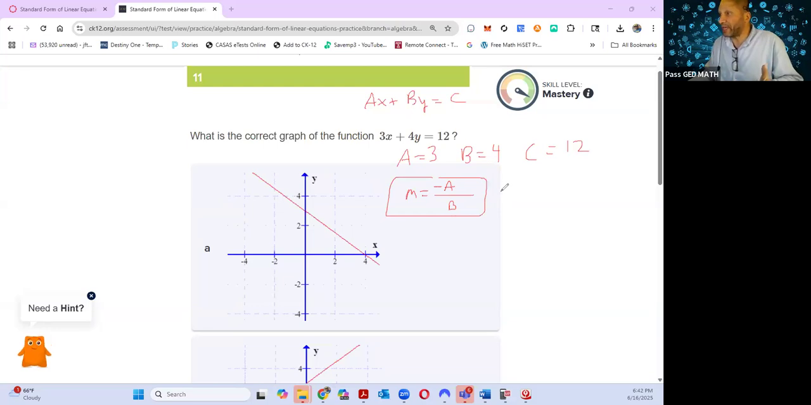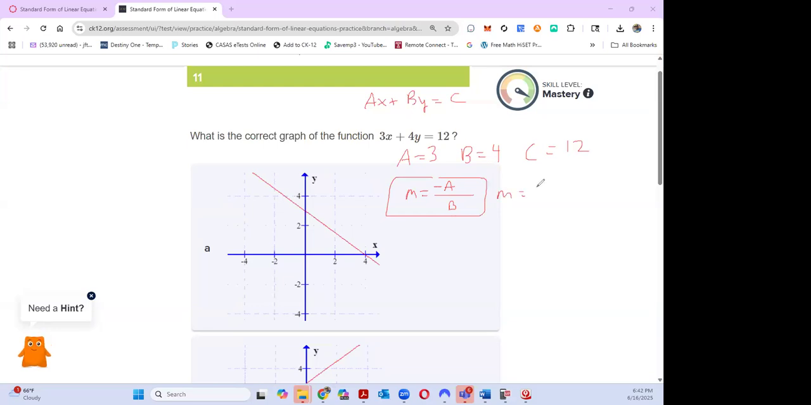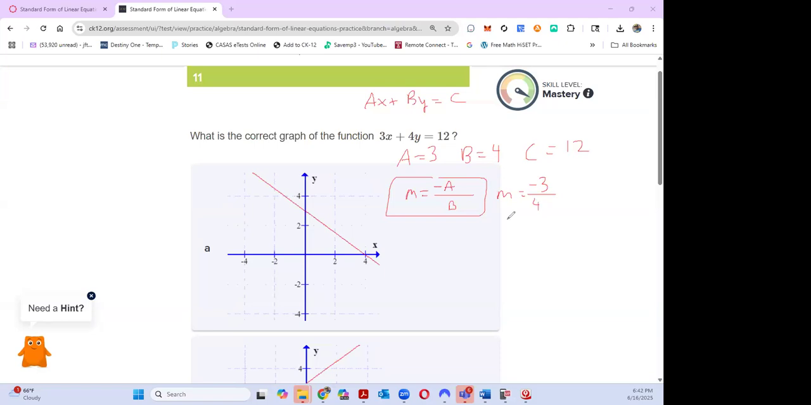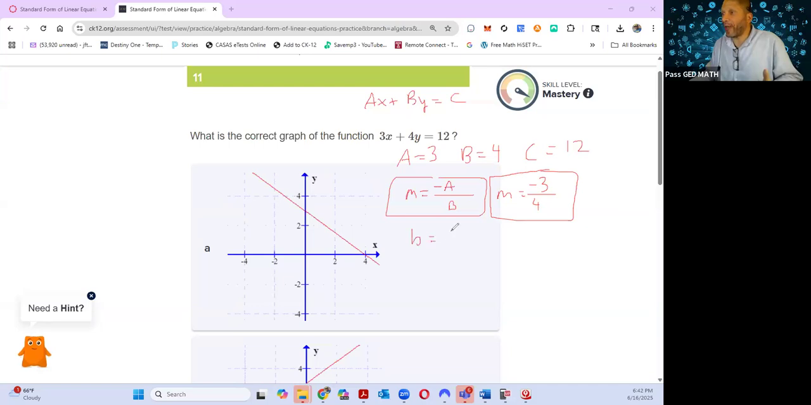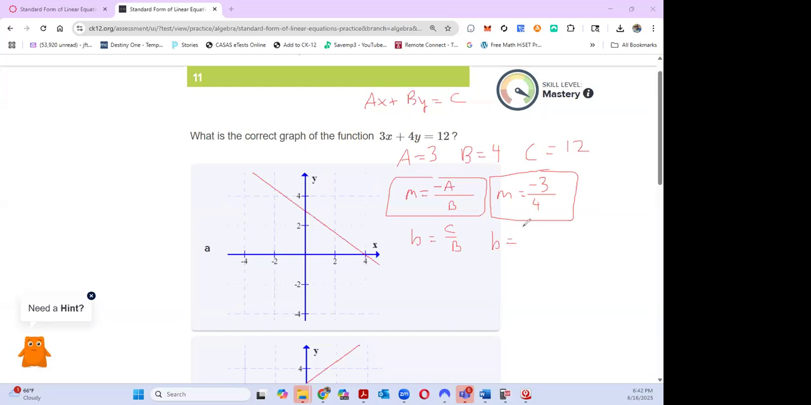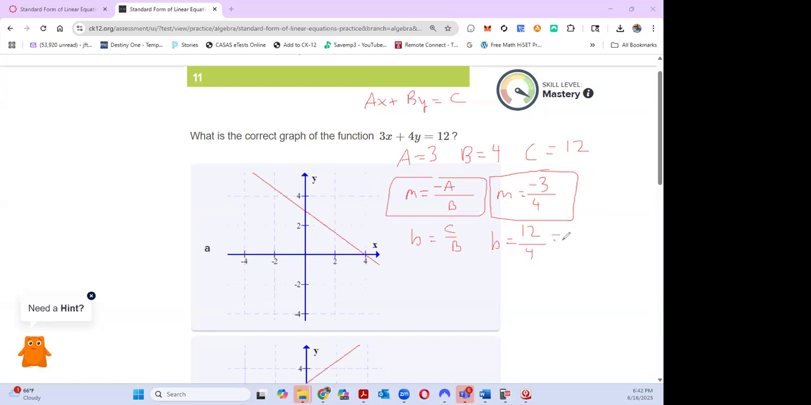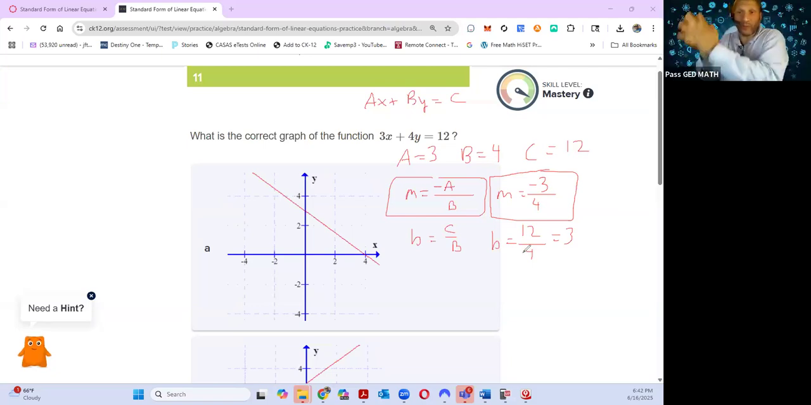If A is 3, negative A is -3. B is 4. The slope of this line is -3 over 4. To find the y-intercept, it's c over b. My c is 12 and my b is 4. 12 divided by 4 is 3. So now I know the slope I'm looking for is negative, and I know my y-intercept is +3.